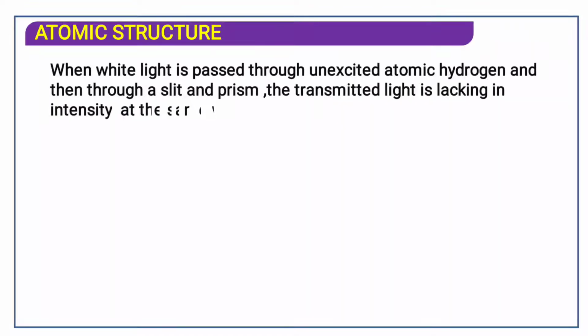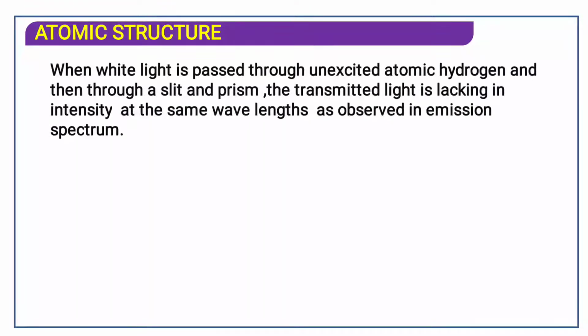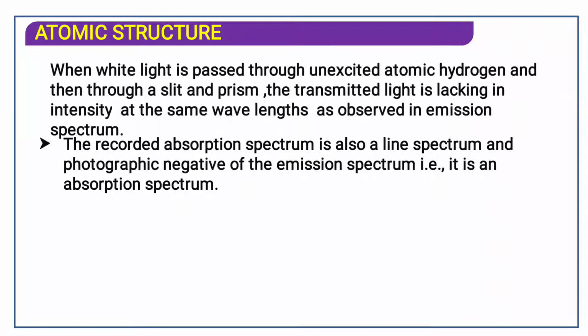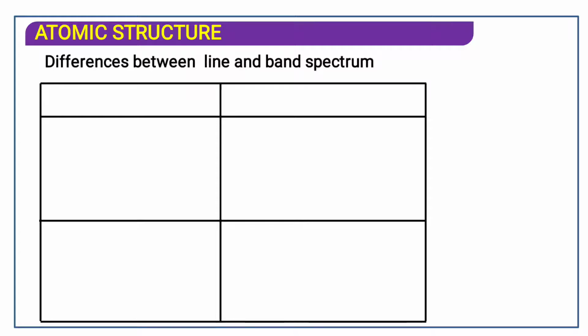When white light is passed through an unexcited hydrogen atom, which is in the ground state, and then through a slit and a prism, the transmitted light is lacking in intensity at the same wavelengths as absorbed in the emission spectrum. The recorded absorption spectrum is also a line spectrum and a photographic negative of the emission spectrum, that is, it is an absorption spectrum. The difference between line spectrum and band spectrum we don't actually require in our syllabus.